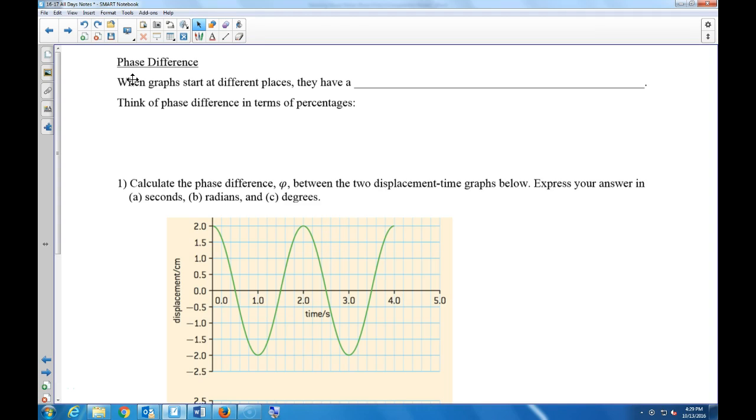Welcome to this video. We've learned about phase difference, and now we'll take some notes to make sure we've got it down. When graphs start at different places, they have what we call a phase shift, and the variable we use is the Greek letter phi. This is just a fancy way of saying they start at different parts in the cycle. Now we can think of phase shift in terms of percentages.